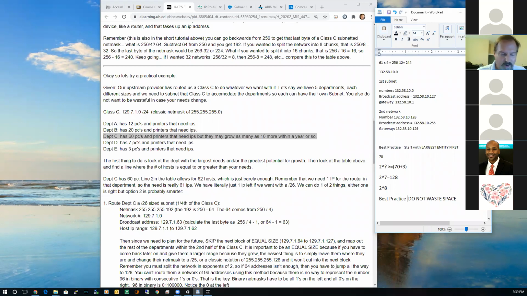If you do waste space on the exam and on the assignment, you will be counted off because you won't get the right answer, first of all. Two things here. You're trying to deal with the largest entity first, and you're trying to be efficient with your network subdivision. So 2 to the 7th power is 128. So let's figure out what our net mask is going to be. What's our net mask going to be?